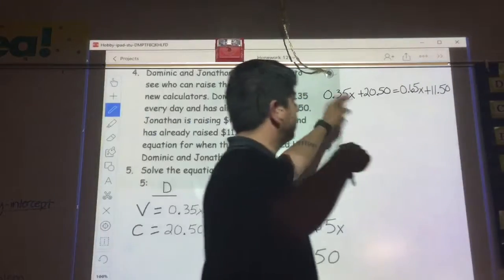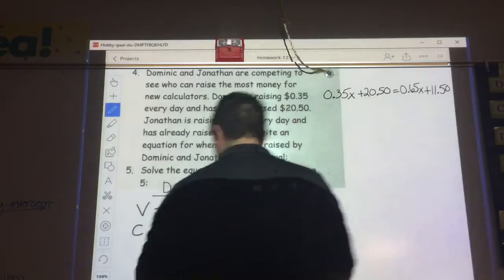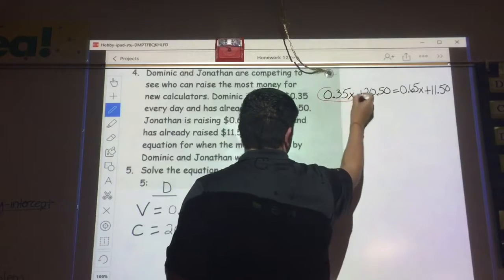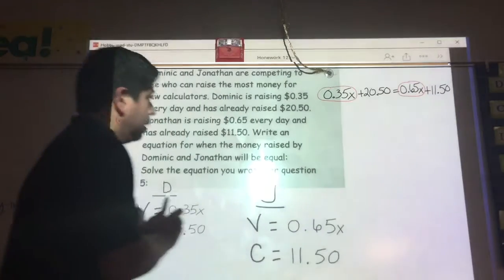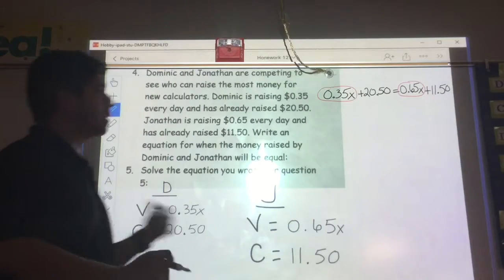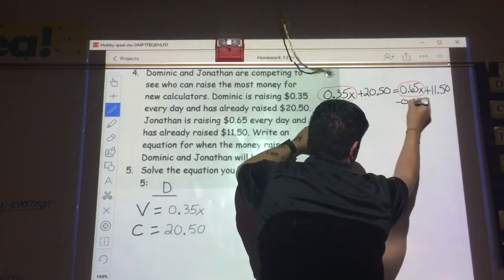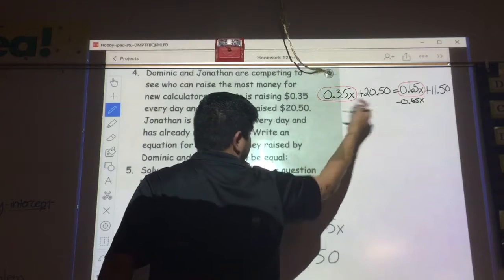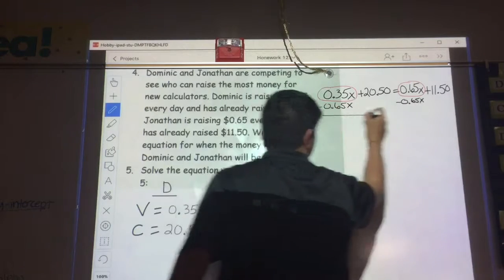Alright, so I have variables on both sides. What I'm trying to do is get my variables on this side. I like to have them on the left side. So I'm going to circle in red my like terms with the variables. I got that, and I got this. So I have to find the inverse of 65 cents x, so it's going to be minus 65 cents x, and I'm going to put it over here because that's what I circled. That's a like term, so negative 0.65x. I draw my line.